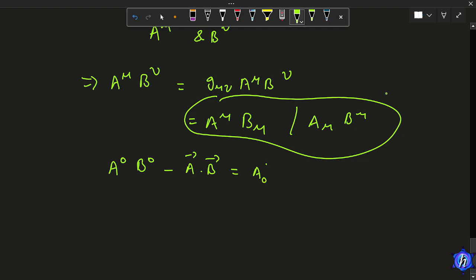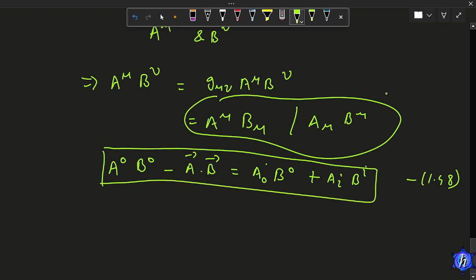We will use this: a0 b0 plus a_i b_i. That's as simple as that. This is equation 1.48. So this is the way that the scalar product of any two vectors is written down. This is going to be very important to us when we dive into the quantization of scalar fields, real scalar fields, complex scalar fields, and so on, Dirac fields. This particular thing is going to be very, very useful for us.